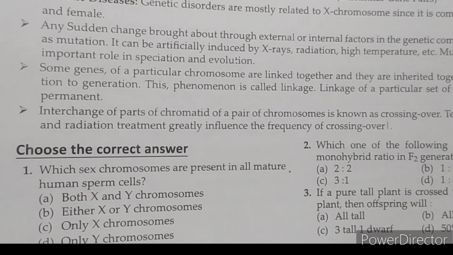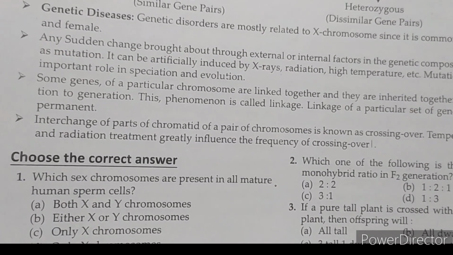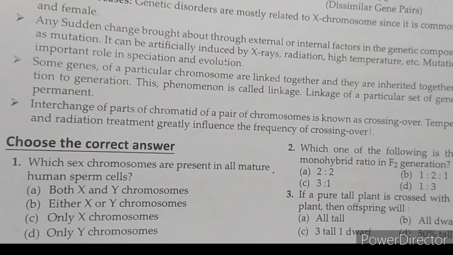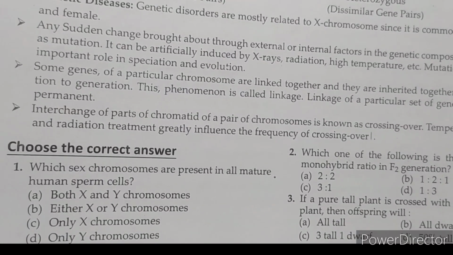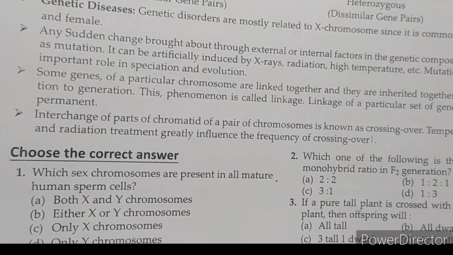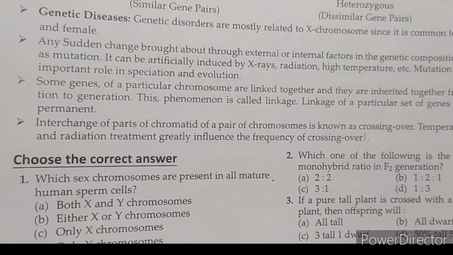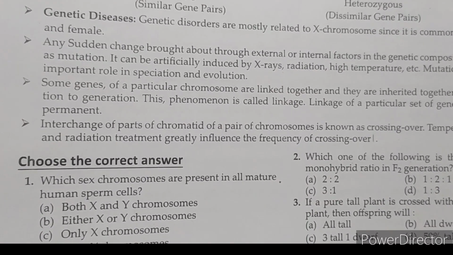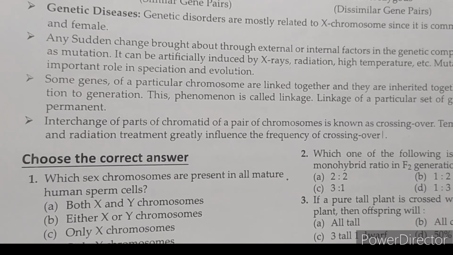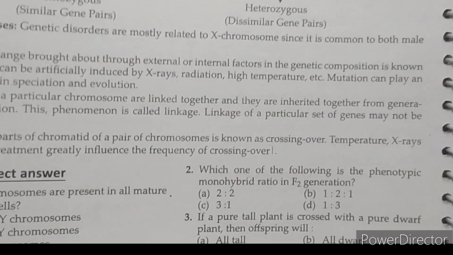All of you know that a sperm cell is a male gamete and it has either an X or a Y chromosome. The male has X and Y chromosomes in a pair. In the formation of gametes, the number of chromosomes reduces to half, so the sperm may have either an X or a Y chromosome. So option B is correct in MCQ number one.